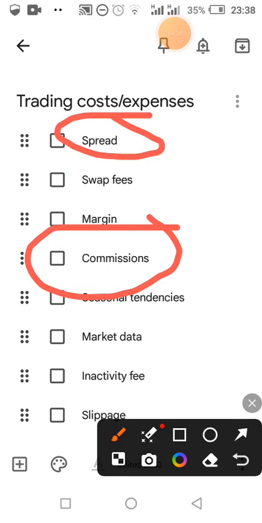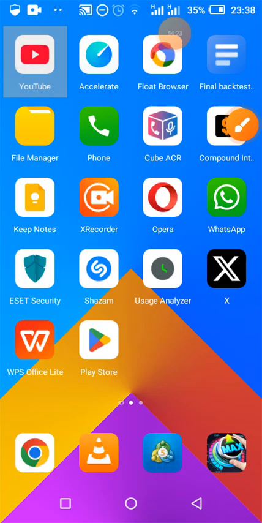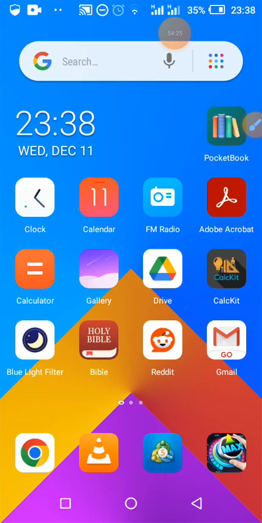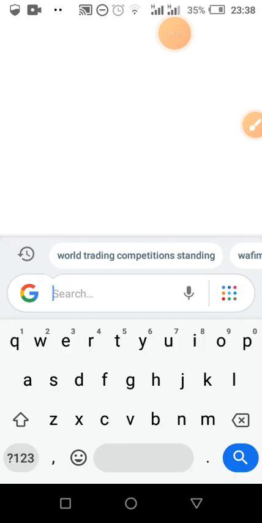commissions. Now, commissions will differ with brokers, although usually for most brokers these days they will be almost close to insignificant costs.